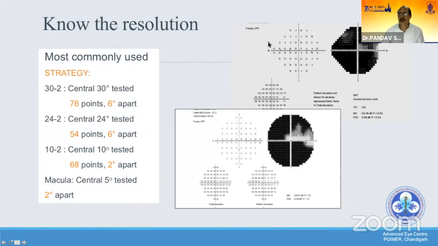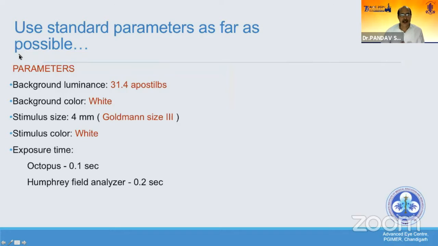We also need to know the limitations of the test that you are doing. The perimeter is actually testing certain points at a certain distance, like 6 degrees apart, typically for 24-2 and 30-2 tests. That means there will be a lot of areas in between which are not sampled. If there is a defect there, that would be missed. So if you want more testing to be done, more closely, then you have to go for a 10-2 test or a macular test, especially for the central area. Most of the time we use the standard parameters as far as possible.